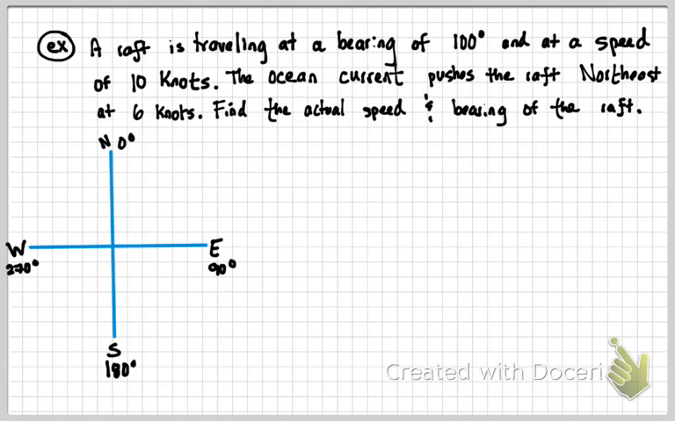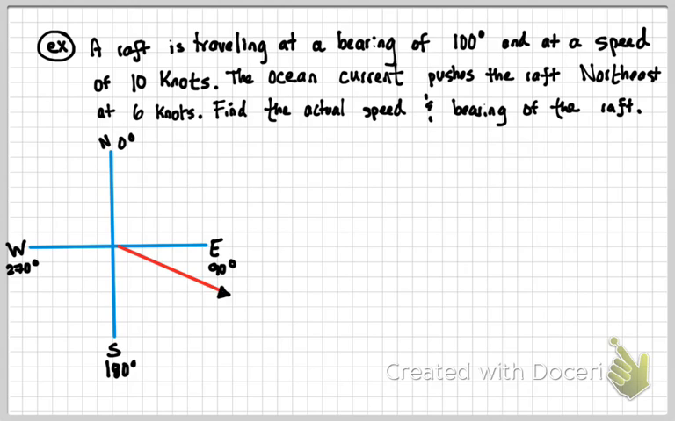We've got two forces: a raft and an ocean current. So we're going to draw two vectors. The first vector we're going to draw is the raft. It has a bearing of 100 degrees. Show me with your arm where 100 degrees is, in terms of bearing, not in terms of unit circle. Very good. It's right down here, a little bit below 90. So let's go ahead and draw in that vector, 100 degrees, right below it.